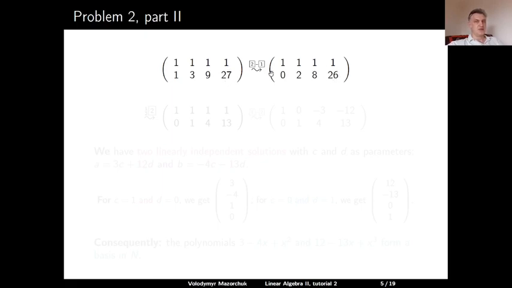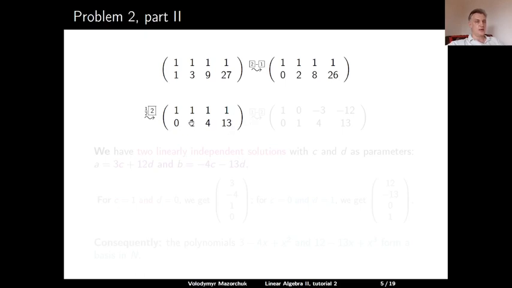Now we see that in the second row all elements are even, so we can divide the second row by 2. The first row remains the same, and the second row becomes 0, then 2 divided by 2 is 1, 8 divided by 2 is 4, and 26 divided by 2 is 13.